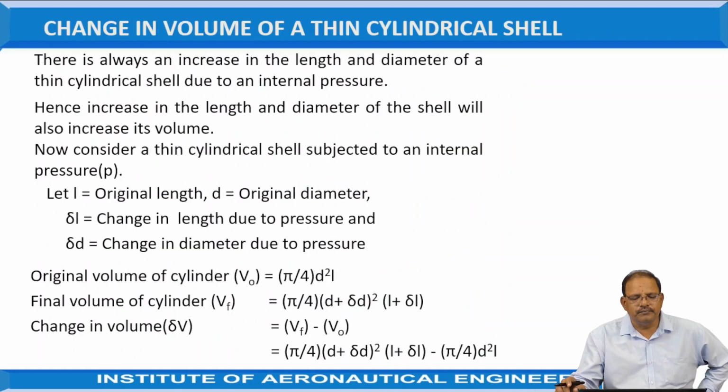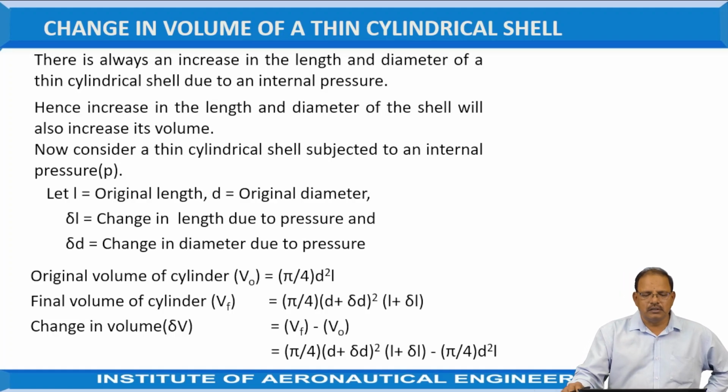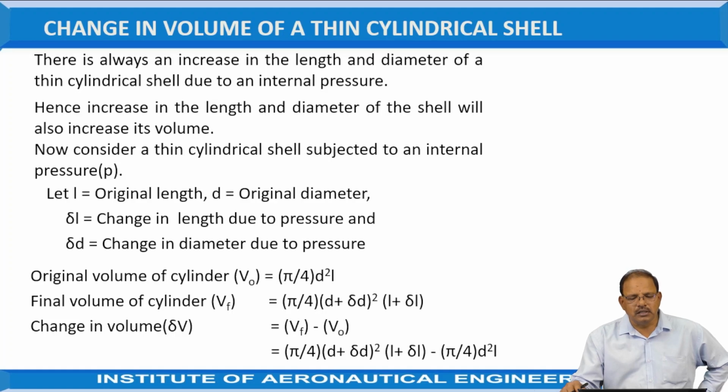Okay, change in volume of a thin cylindrical shell. As we observed in the previous problems, because of the longitudinal strain as well as the circumferential strain, the length as well as the diameter of the shell increases. Because of the increasing dimensions, the overall volume of the cylinder also increases. Here we have to determine the volumetric strain. Volumetric strain is defined as the ratio of change in volume to its original volume. We have to determine how much it is.